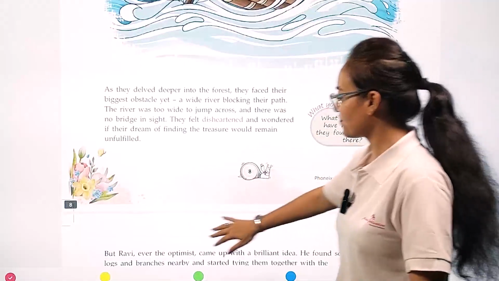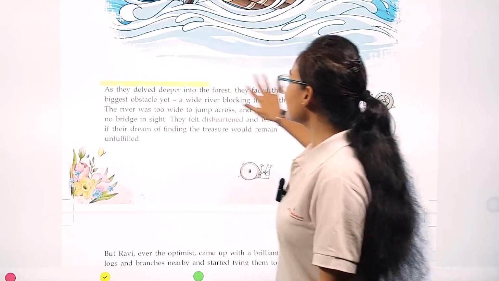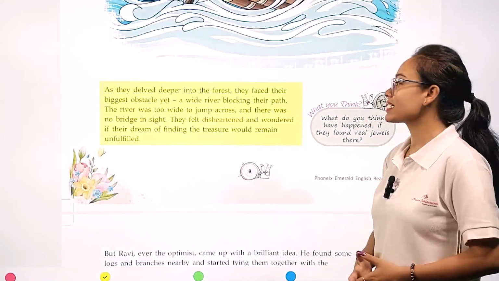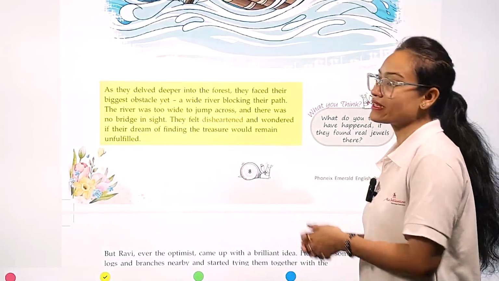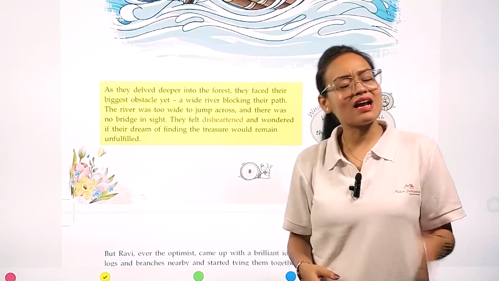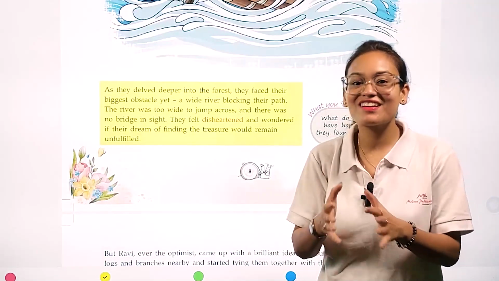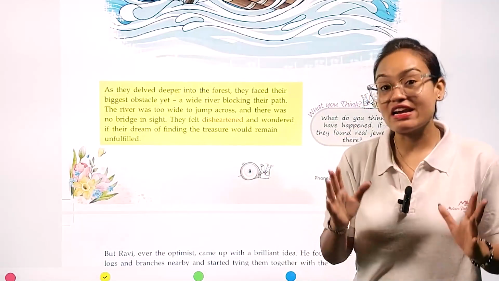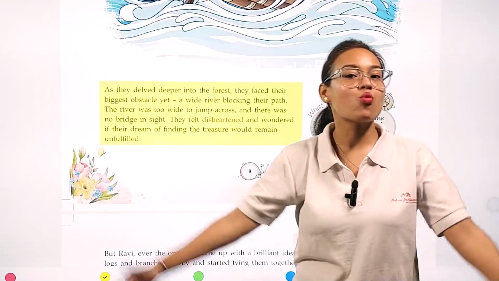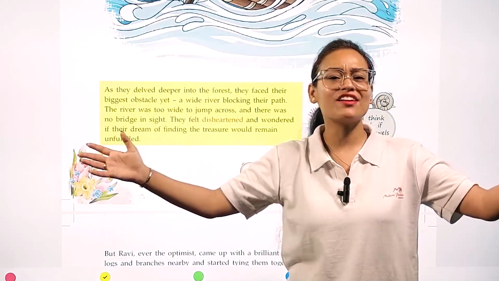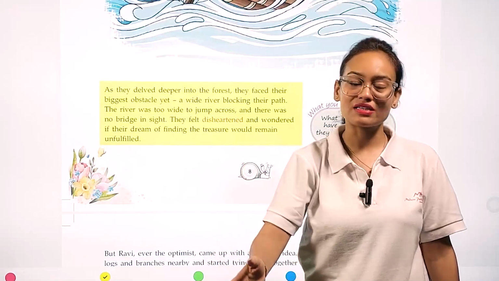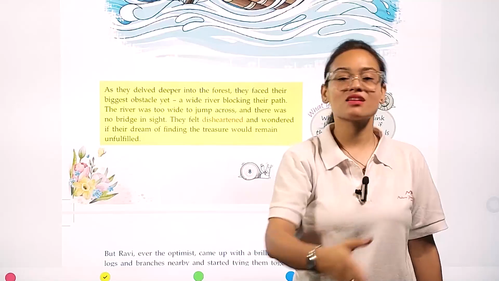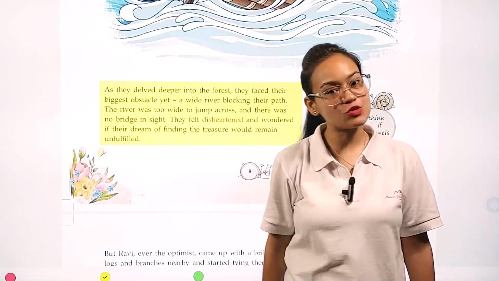Now see, as they delved deeper into the forest, they faced their biggest obstacle yet, a wide river blocking their path. When they crossed half of their journey, here comes the major and the largest obstacle of their path. In front of them comes a wide river, and that wide river is completely blocking their path. That wide river is completely stopping both Ravi and Samir from reaching that treasure spot.